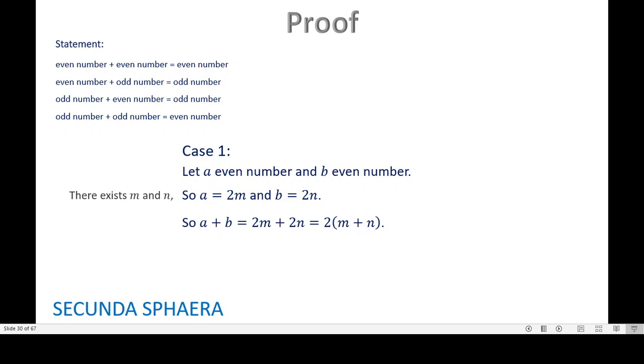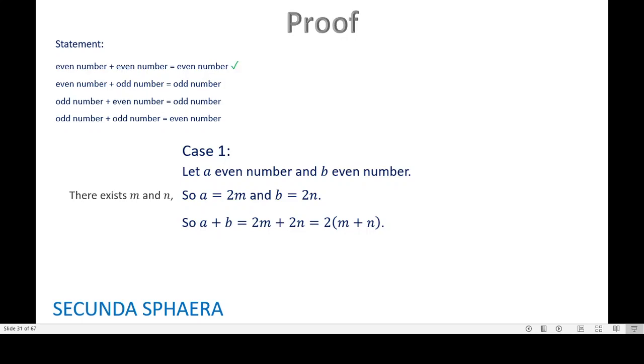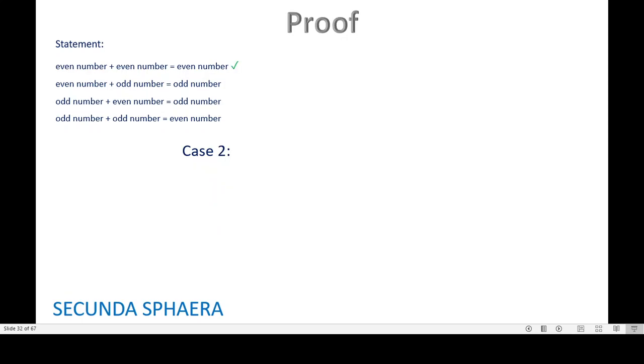which is being the double of a quantity. So at this point, we are done. And let's go for case number two.